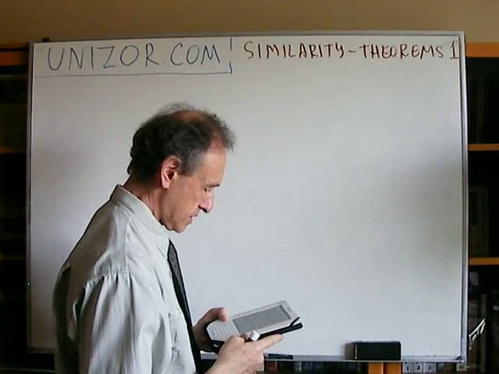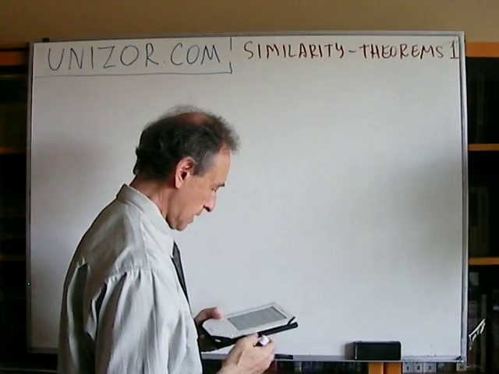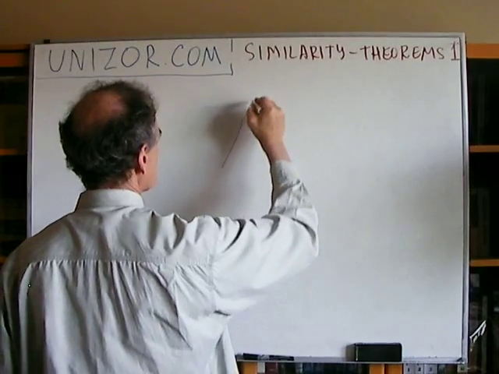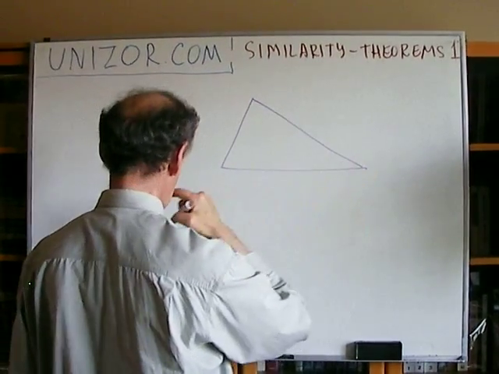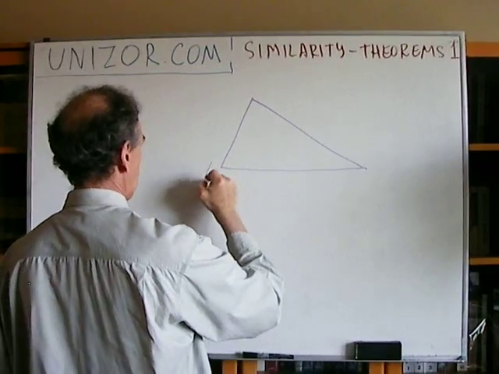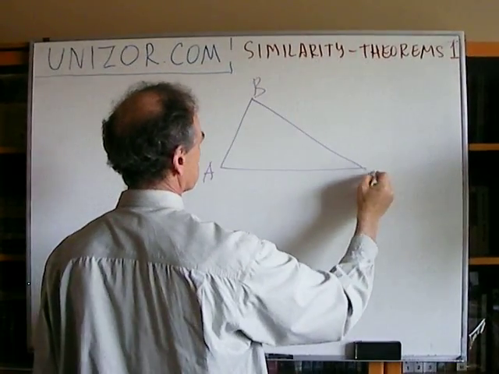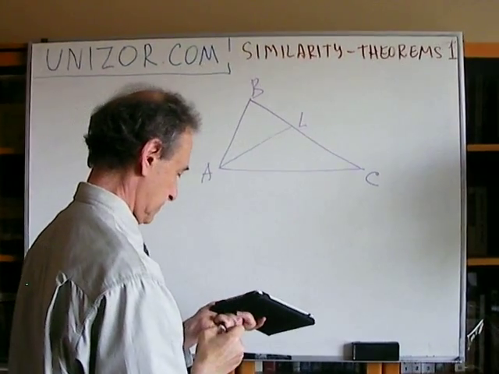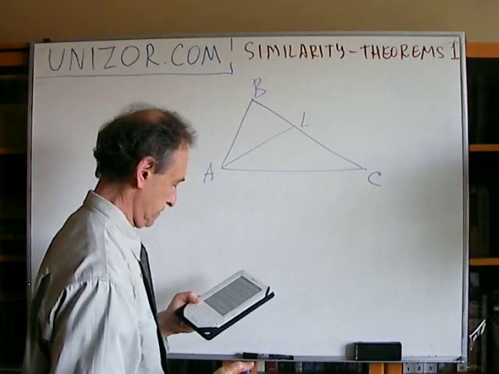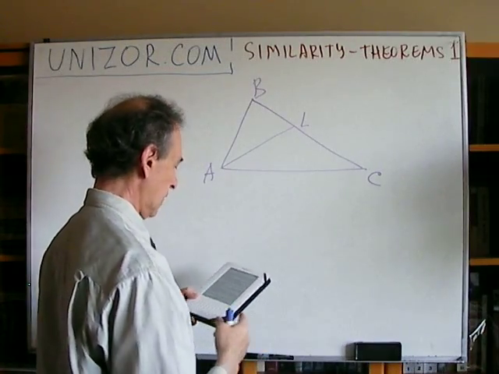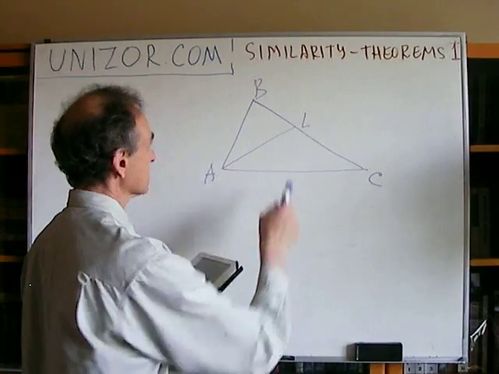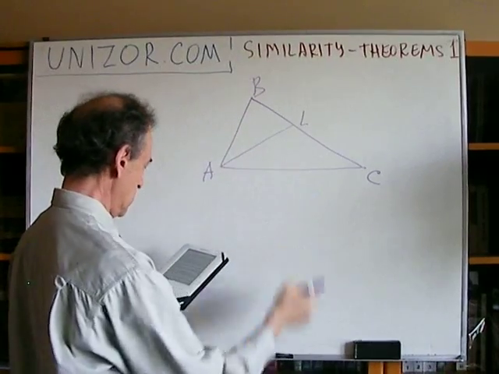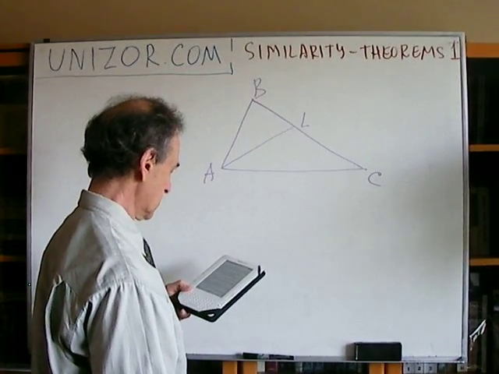Given triangle ABC, segment AL is a bisector of angle BAC. Okay, ABC. And this is the angle bisector. Prove that point L divides side BC proportionally to corresponding sides AB and AC that form angle BAC.